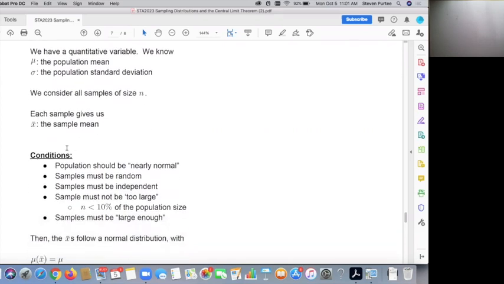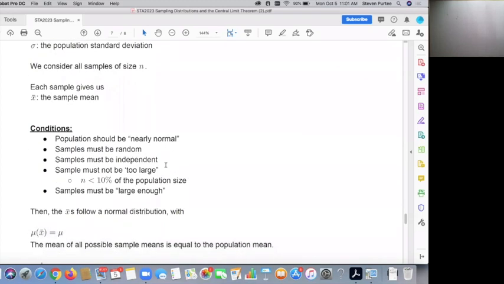Now, we're supposed to check all these conditions. The population should be nearly normal. This one, we don't really have to stick to this condition. It's a numbers game. The closer to normal the population is, the smaller of a sample size we can get by with and still use the central limit theorem.